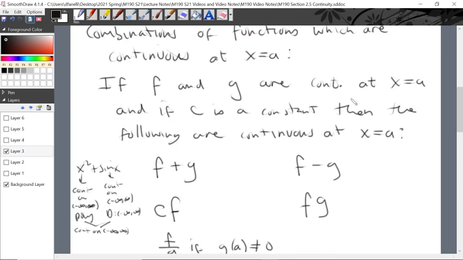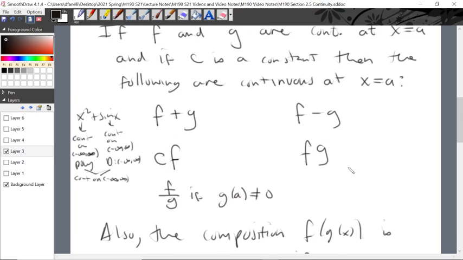If c is a constant, it doesn't change the fact that the function is still going to be continuous. If f is continuous at a, then multiplying f by a constant, like if I say, what about 2x squared? Where's that continuous? It's still continuous from negative infinity to positive infinity, even though we've multiplied by 2.